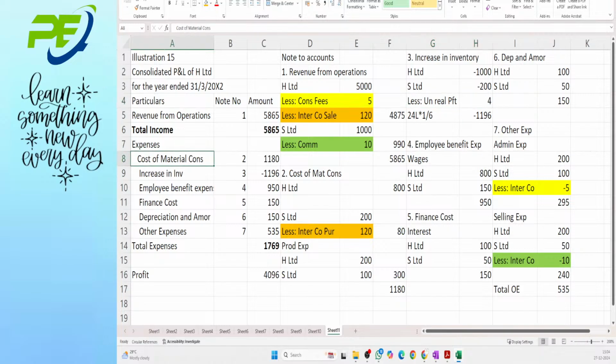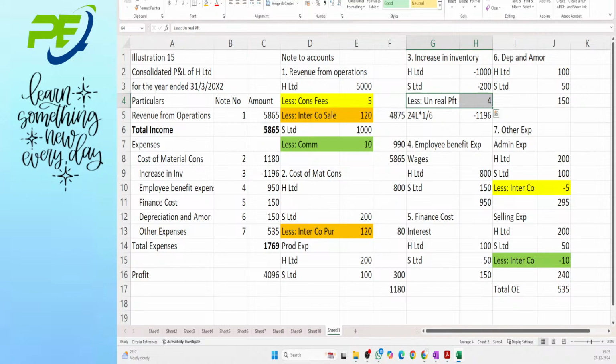Bhaiya, cost of increase in inventory is opening minus closing. Bhaiya, here we did not adjust it. Now it is done. Sorry bhaiya. Here we have adjusted the other leg. Very good. The other leg will come in the balance sheet in stock.